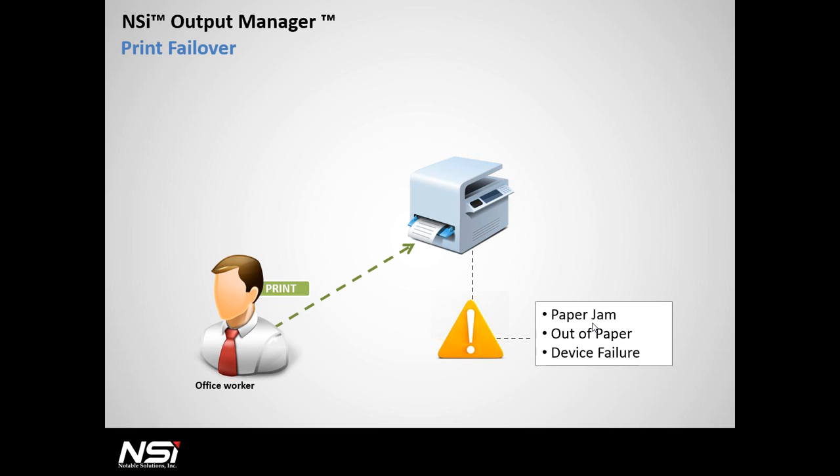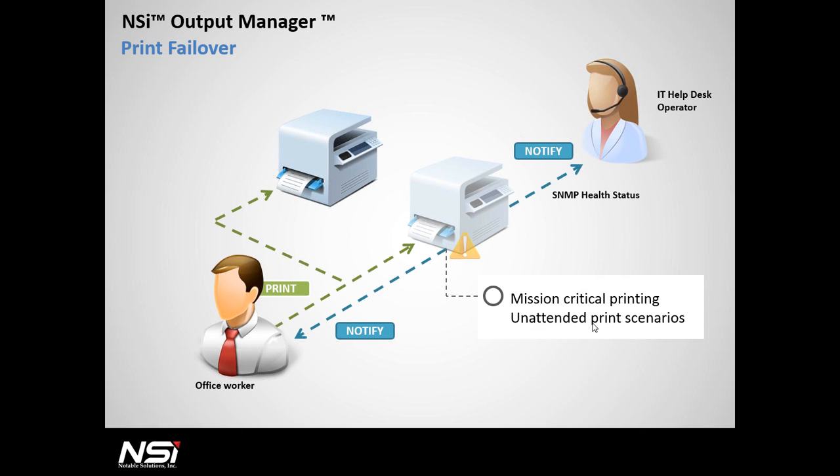Now, in a high-pressure environment like a hospital, it is also important that when you print and the printer is not available, you have a backup plan. In this case, if it's only a paper jam or out of paper, you might want to automatically send this job to the next available printer, which could be down the corridor, in the same building, or elsewhere. And you want to notify the help desk to fix the problem.